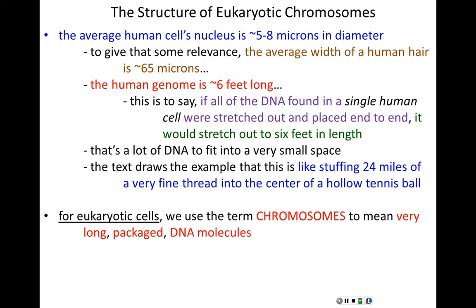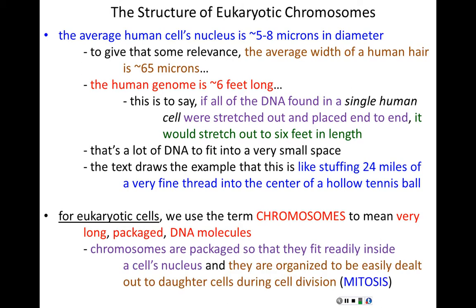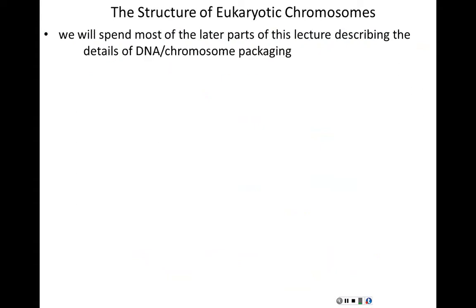When we discuss eukaryotic cells, we use the term chromosomes. And when we say chromosomes, what we really mean are long, contiguous, single molecules of DNA that are packaged or condensed so that they can fit readily inside a single cell's nucleus. And again, we take with that the connotation that it's not just stuffed in there, that there is some organization, and even more importantly, that it's organized and packaged in such a way that individual replicated chromosomes can be easily dealt out to daughter cells when cells divide during the process of mitosis.